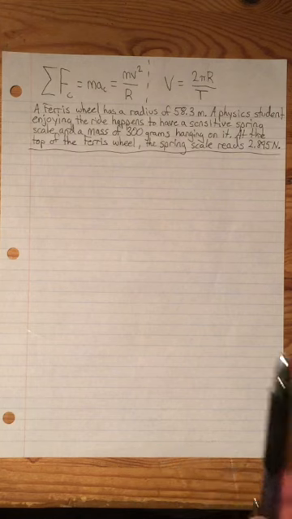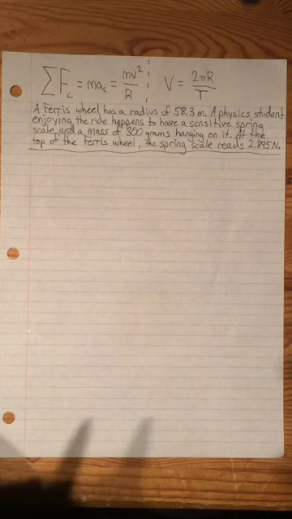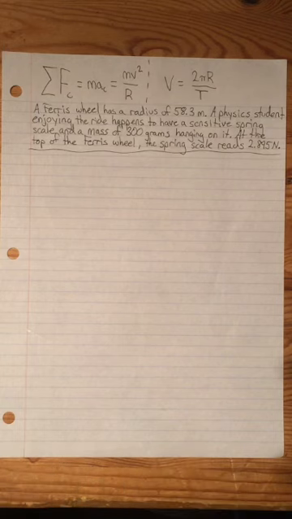And so the problem gives us a Ferris wheel that has a radius of 58.3 meters. A physics student enjoying the ride happens to have a sensitive spring scale and a mass of 300 grams hanging on it. At the top of the Ferris wheel, the spring scale reads 2.895 newtons. So I'm going to be writing all my answers in 4 significant figures.